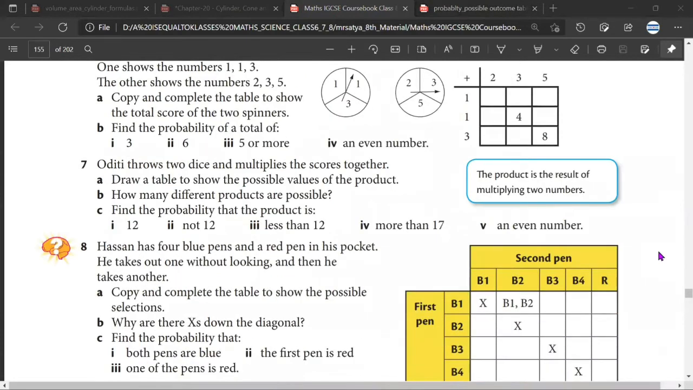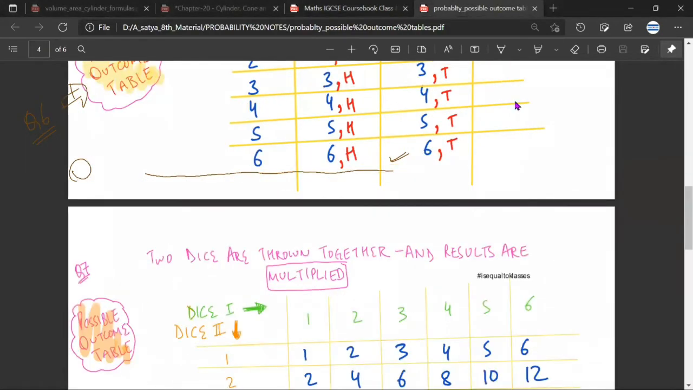So let us look at another dice question. I'm skipping question number 6 because I want to do this dice and multiple scores together. Now what he is doing is he is throwing the dice and he is multiplying the scores. Have you understood, Satya? Yes, sir. So for example, one time he added the scores, another time he subtracted the score. Now he is multiplying the scores.